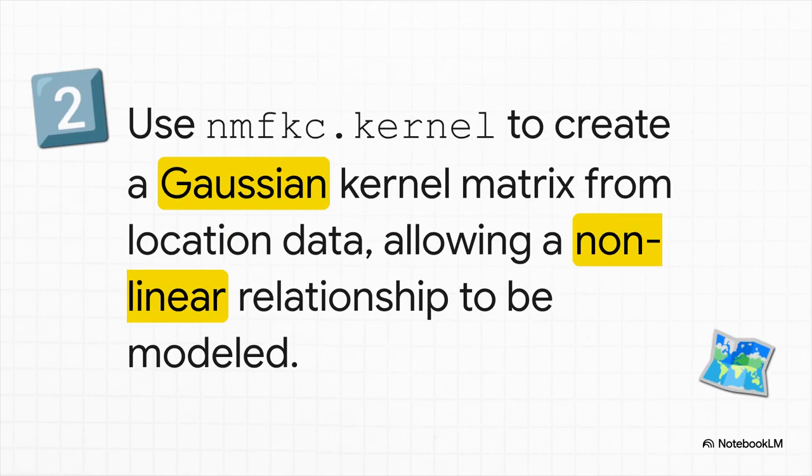This is where we bring out the big guns, the nmck.kernel function. Now, we could just throw in latitude and longitude as they are, but that's a bit basic. What this function does is way smarter. It creates what's called a kernel matrix, which is a fancy way of saying it builds a similarity map. It figures out how geographically close every city is to every other city. This lets the model learn a smooth, continuous relationship. Because we know that climate doesn't just change abruptly at a border, right? It shifts and fades across the landscape. And that's exactly what this captures.